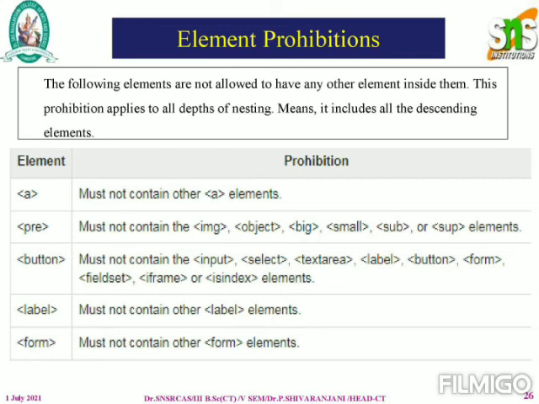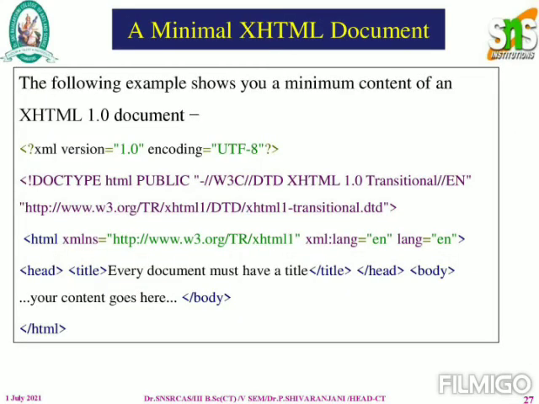So the next one is minimal XHTML. The following example shows how to write the minimal content of your XHTML 1.0 document. Here the first one is the version of your XML document, that is 1.0, and you're using encoding UTF-8, and the document type is HTML PUBLIC W3C DTD XHTML 1.0 Transitional EN. And the website is www.w3.org and the corresponding transitional DTD. Here in the XML document, you have given the website www.w3.org and the language as English.